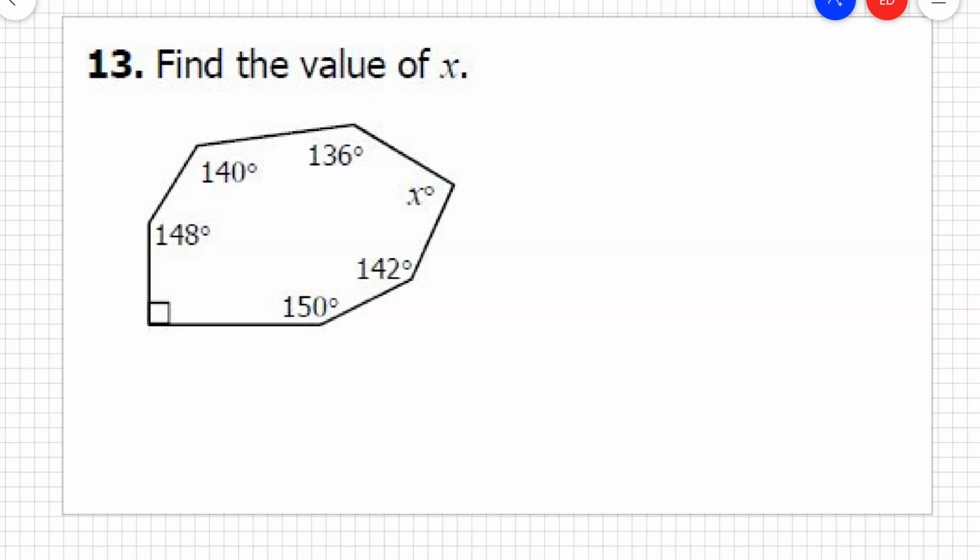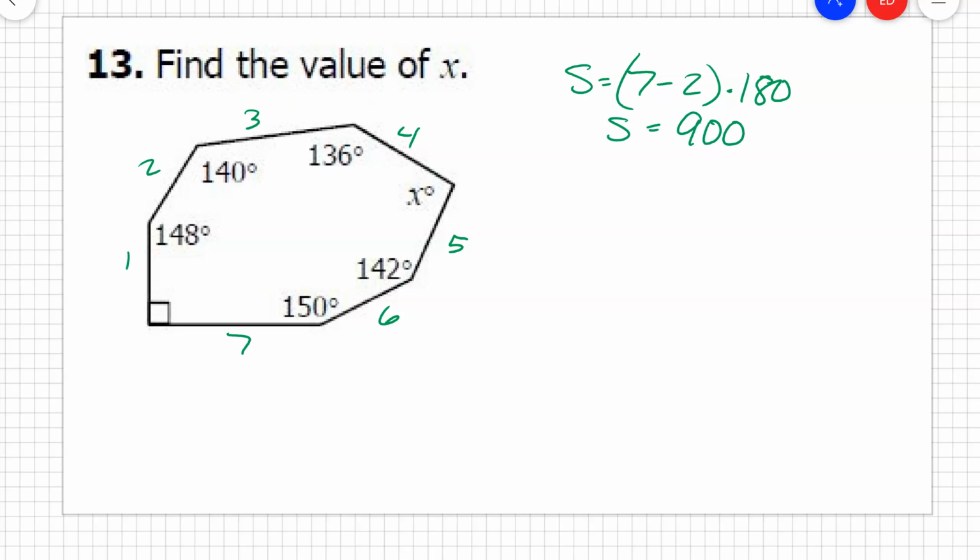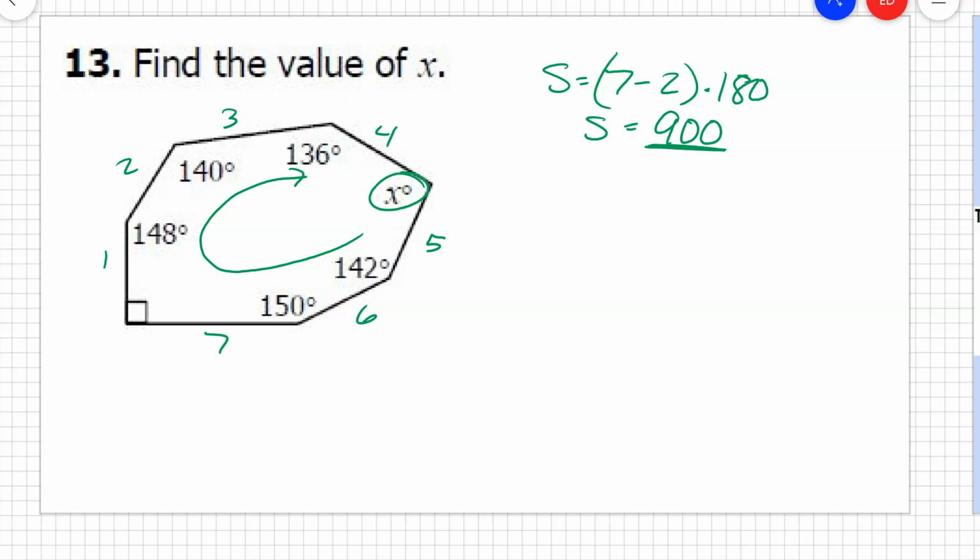Alright, so looking at this, we have find the value of x. So for this, we need to first count how many sides there are. There's 1, 2, 3, 4, 5, 6, 7 sides. So with the 7-sided figure, we can go ahead and find the sum of the interior angles, which is 7 minus 2, times 180 degrees. So that's going to end up being 5 times 180, which is 900. Alright, now it's not a regular polygon, so we can't specify one angle measure, but we need to find x. So what we're going to do is add all of these angle measures together and set it up as an equation equal to 900.